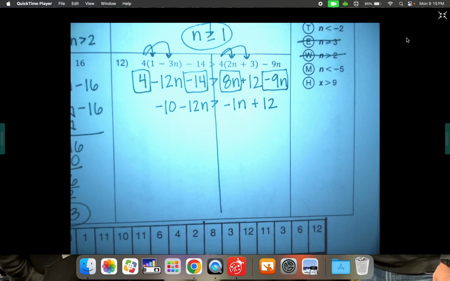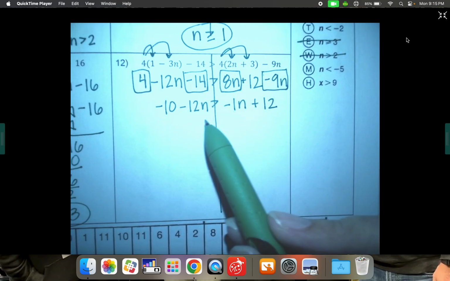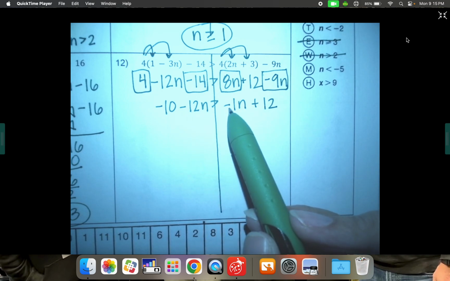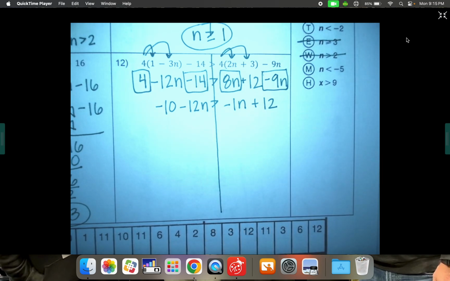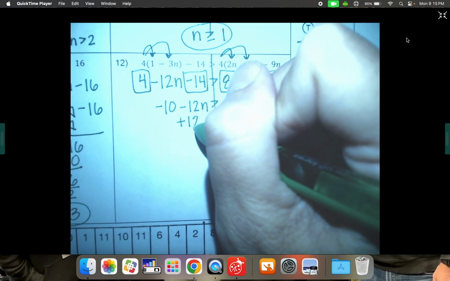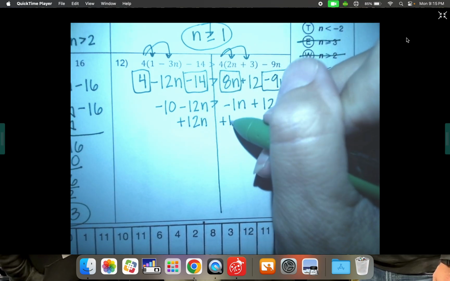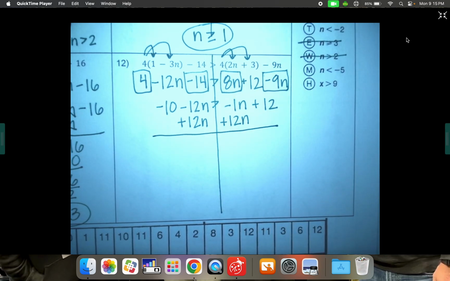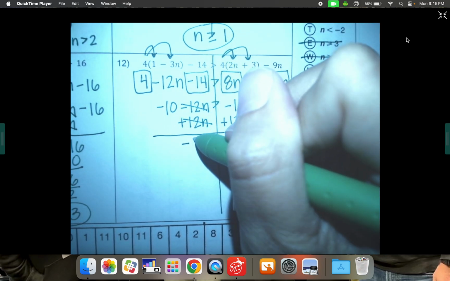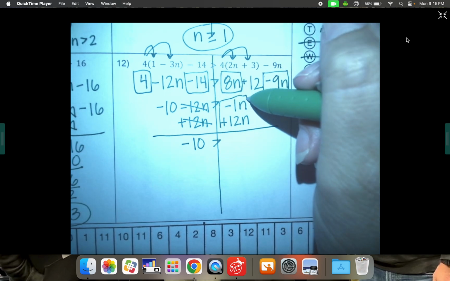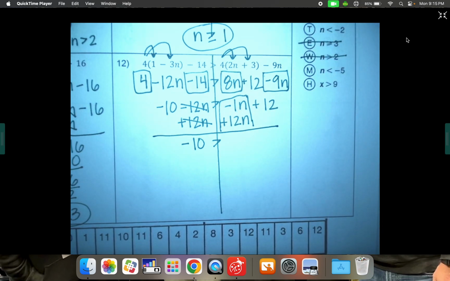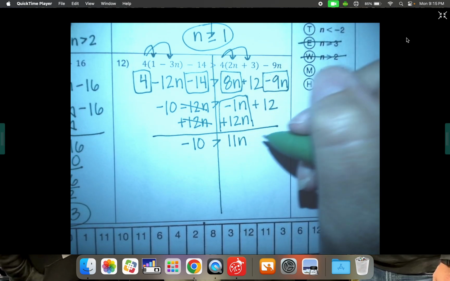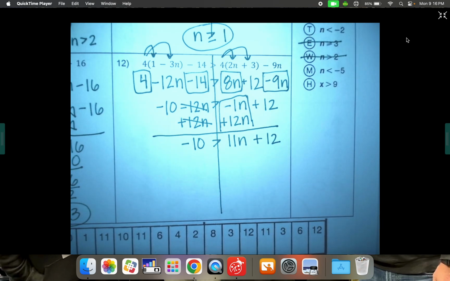Next, you are going to choose to move a variable. So I'm going to either add 12n to both sides or add 1n. And I'm going to add 12n. You can add 1n if you want, totally fine. But I like to get rid of this really big negative. So I'm going to add 12n to both sides. Totally your option. So they cancel over here, leaving me with just negative 10. On the right, I've got negative 1n plus 12n. Use your calculator to double check, but it should be 11n. And then I'm going to bring down my plus 12.